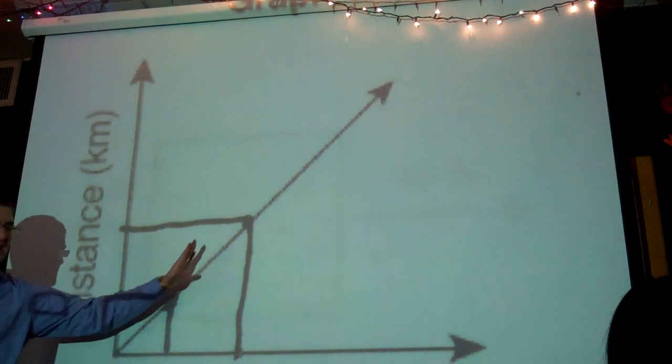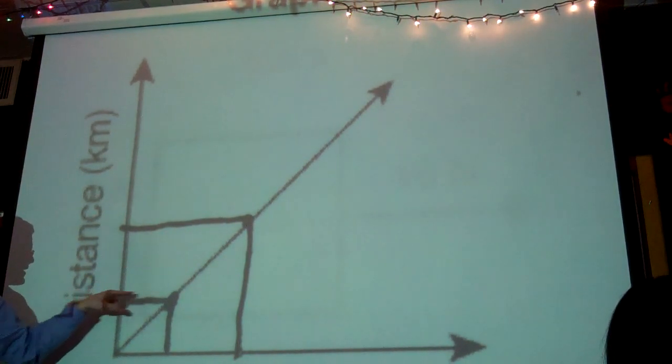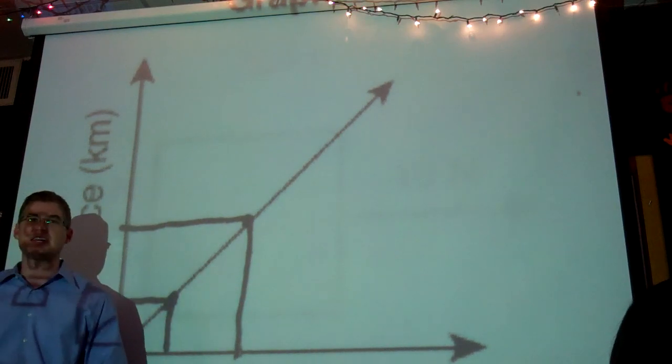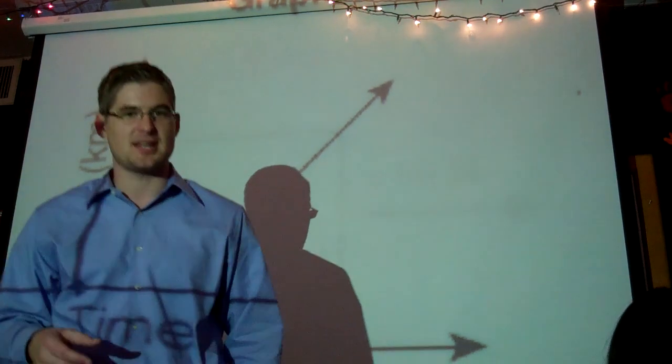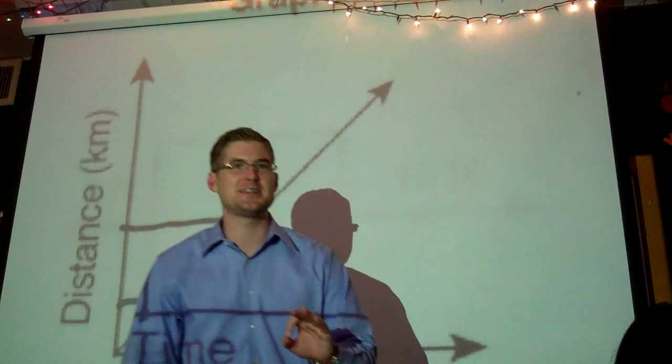All right, so with anything that is a straight line, if you calculate speed off of it, you're always going to get the same speed. That's why it's constant. But is 0 miles an hour constant?